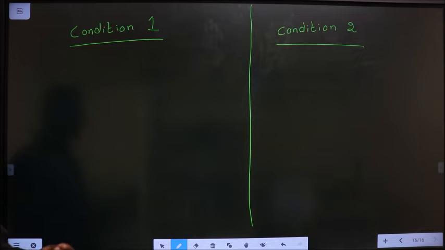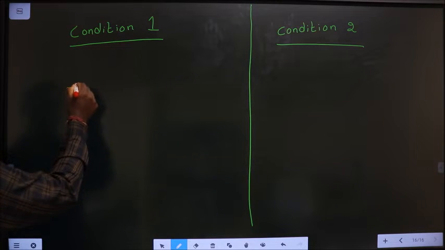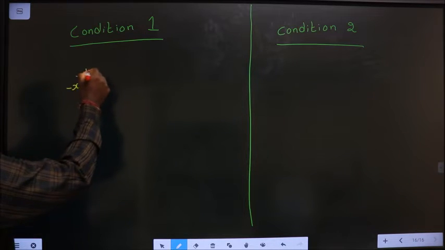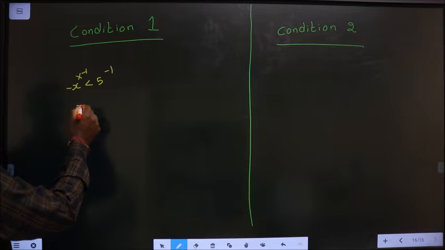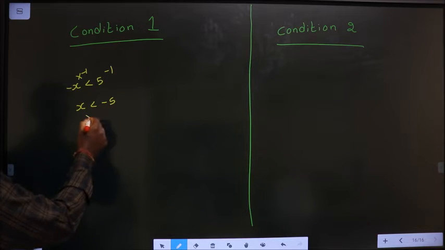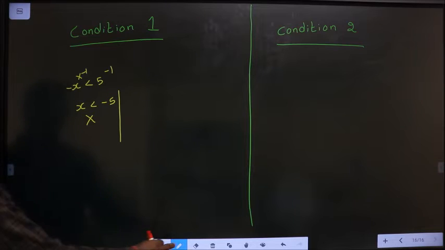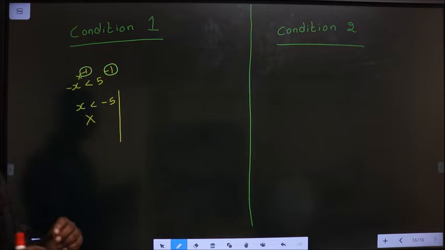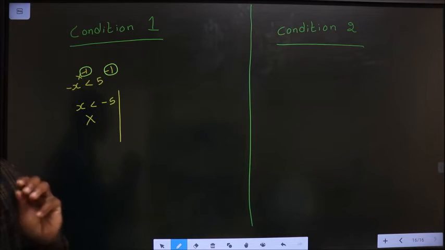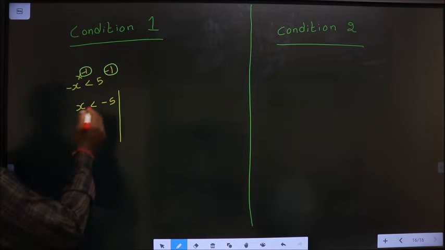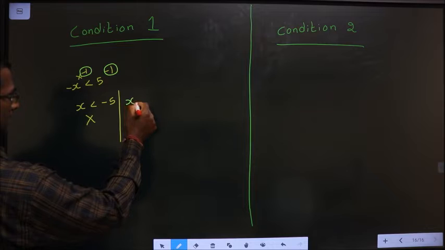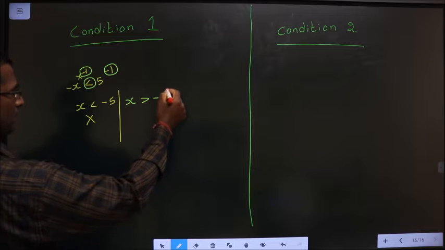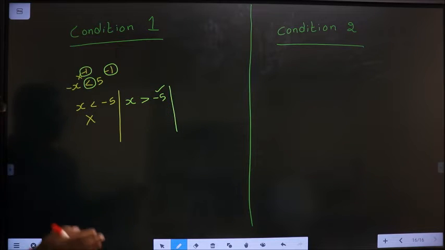Another example, if minus x is less than 5, then if I multiply with minus 1 and I write x less than minus 5, it will be wrong. You are multiplying with the negative number. In an inequality, when you are multiplying with a negative number, the inequality direction you should change. Remember that. So this will become minus x into minus 1 is x. Change this direction. Greater than 5 into minus 1 is minus 5. This is true.